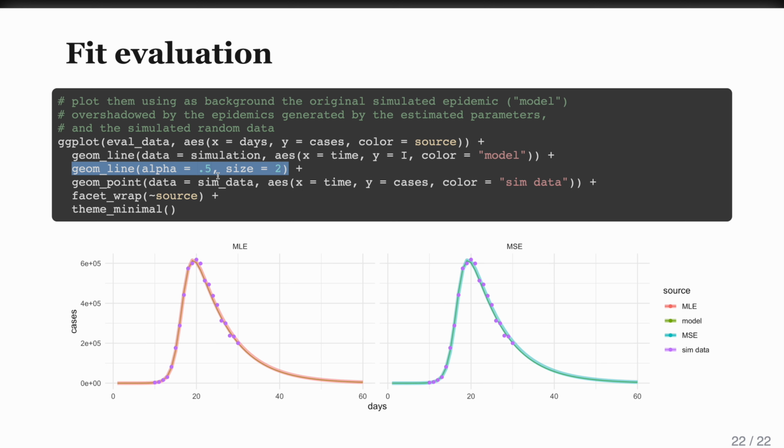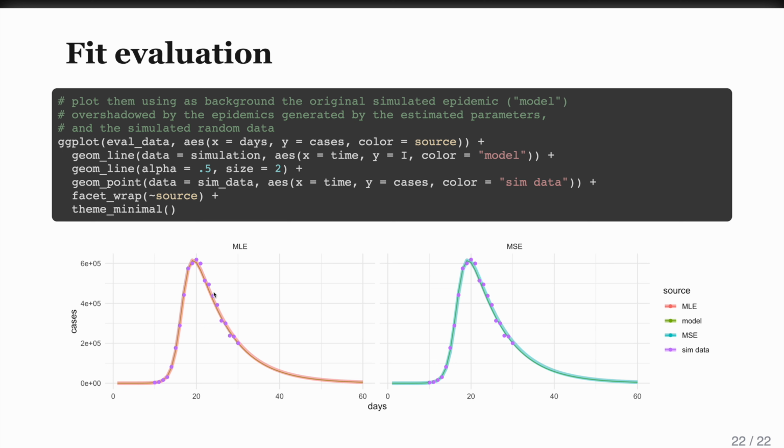You can notice that I made them a little bit transparent with alpha. Alpha is a parameter in which 1 means that a line is totally opaque, totally visible, and 0 is totally transparent. I made them about half transparent in order to let us see the real trend below. I also put size equal to 2 to make them a little bit larger. Finally, I add the real data, the simulated random data that we have, to show how well they are fitted by the model simulated with the estimated parameters.